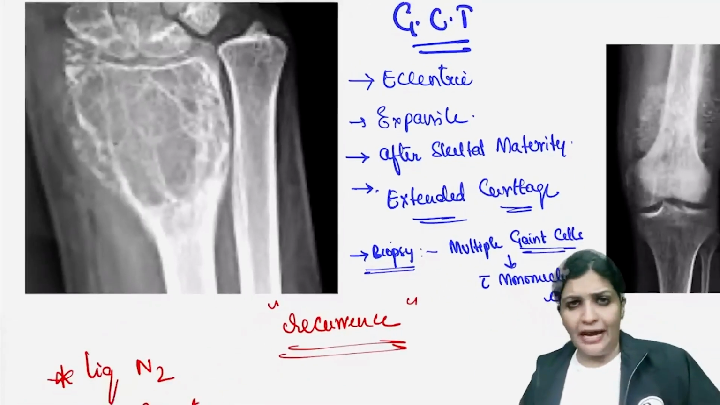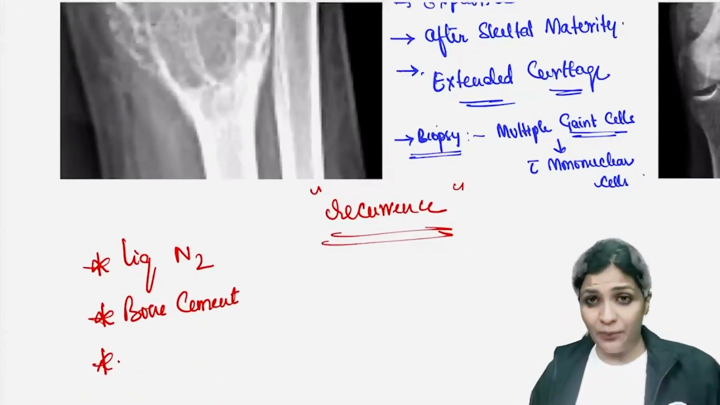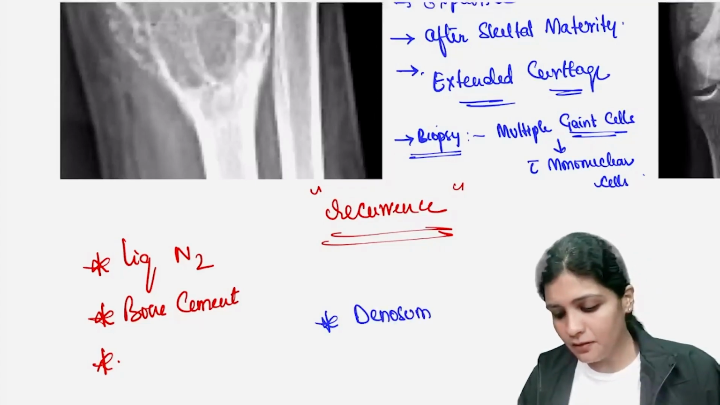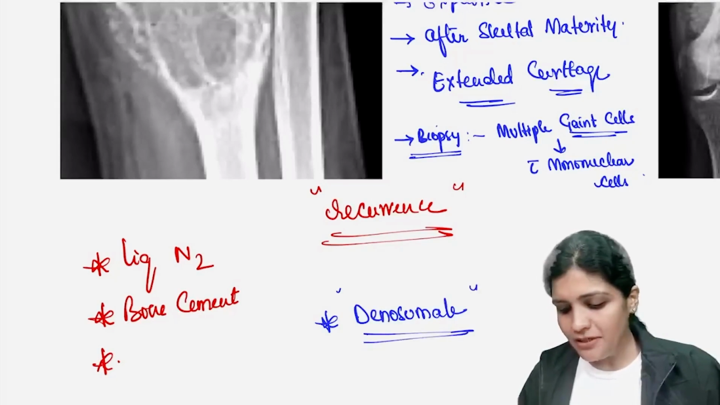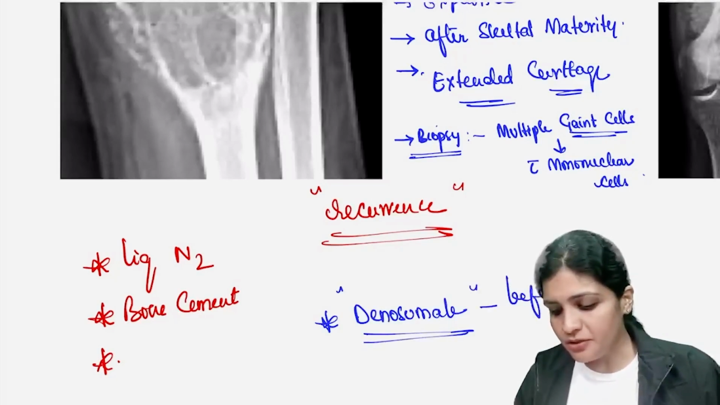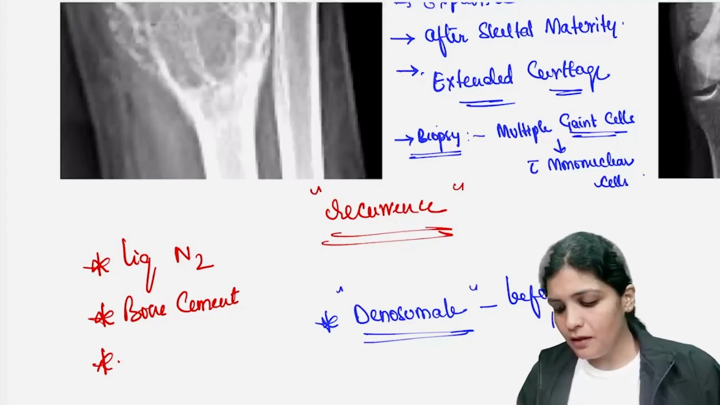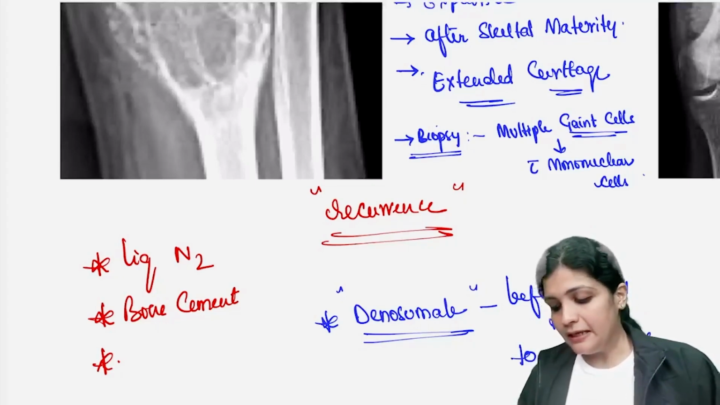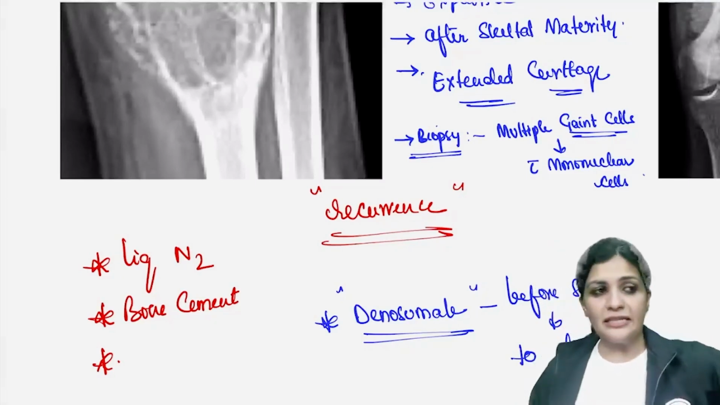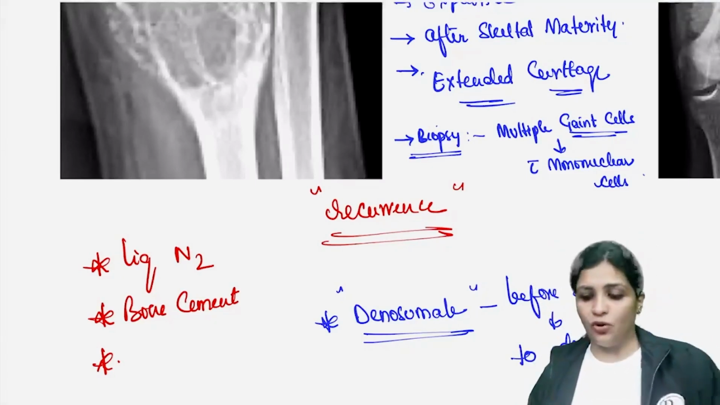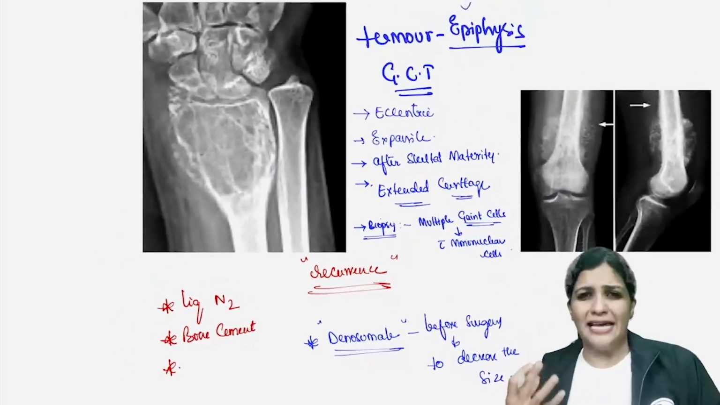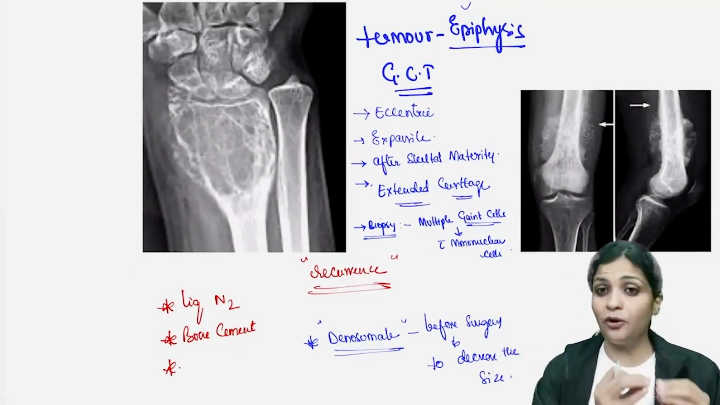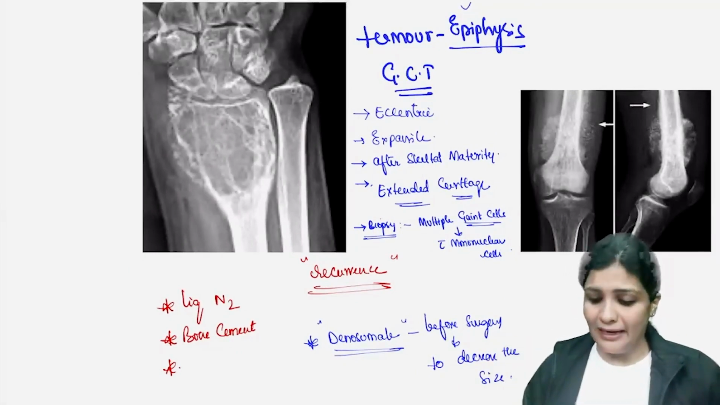And probably they can ask you this also. Nowadays, what they are doing is giving denosumab. This denosumab is used before surgery to decrease the size of the tumor. So this can be asked as a recent advancement. Just remember the drug which can be used in the treatment of GCT, please mark it as denosumab.